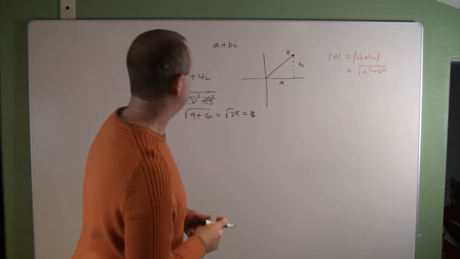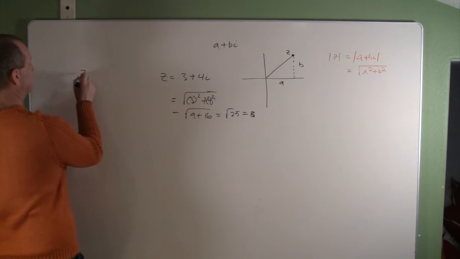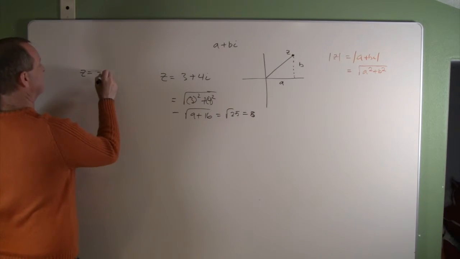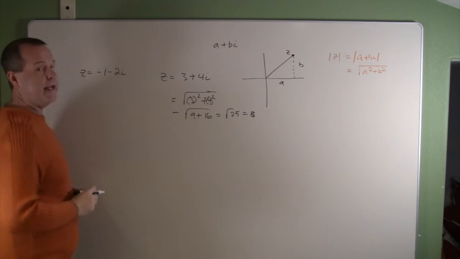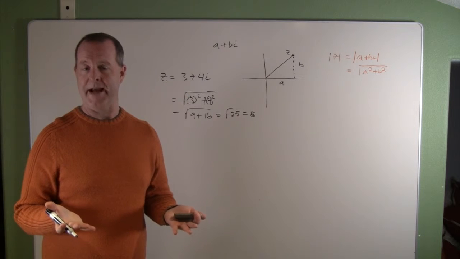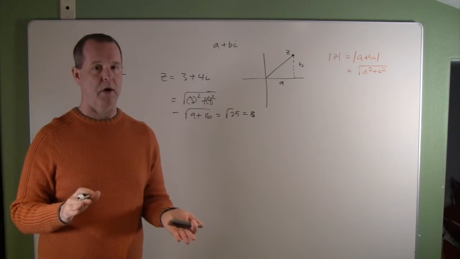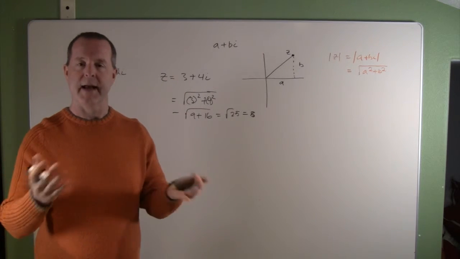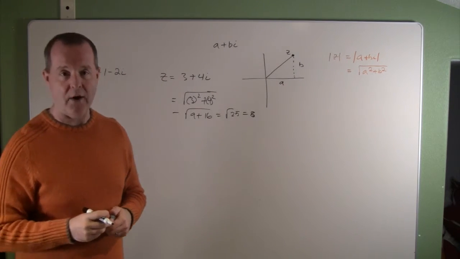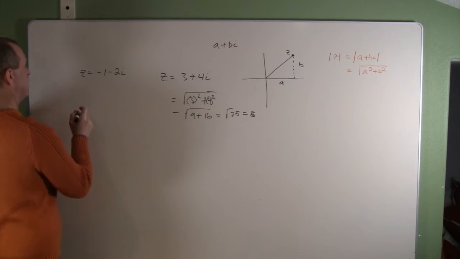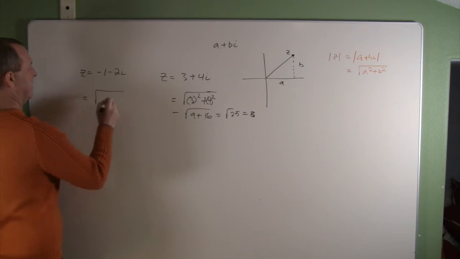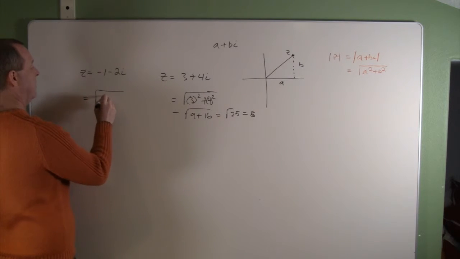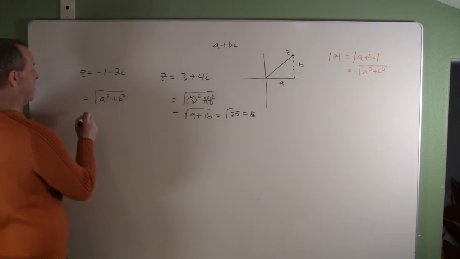Let's look at another example where I'm going to have Z equals -1 minus 2i. Again, that's a complex number that has both a real part and an imaginary part, but it represents one number in the complex plane, and I want to find out what its absolute value is. So I'll look at this number. I'll remember that its absolute value is the A squared plus B squared underneath the root.